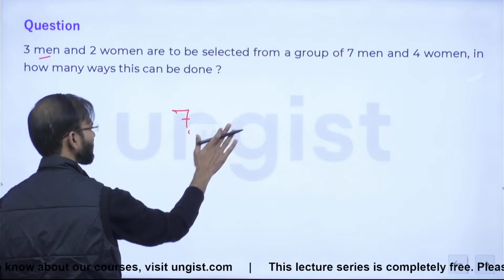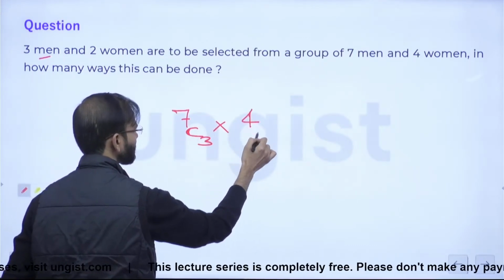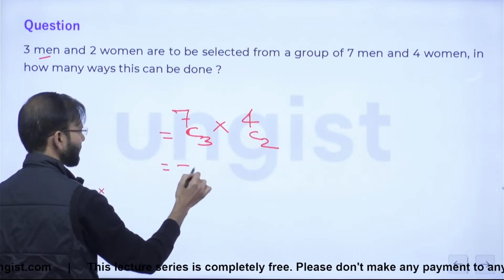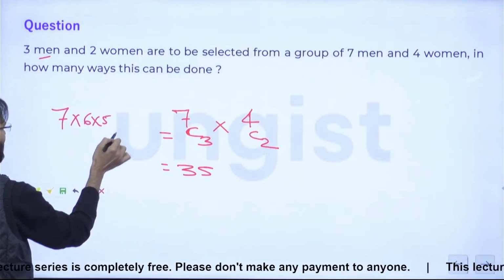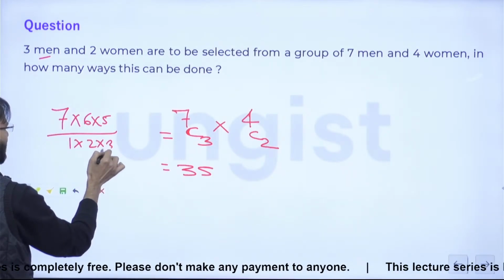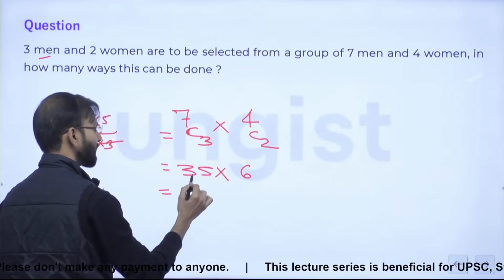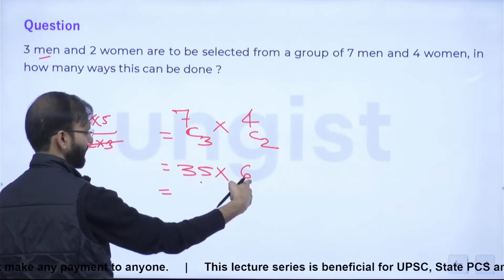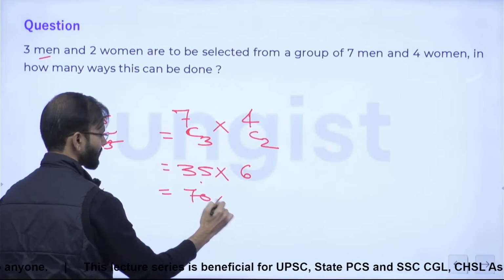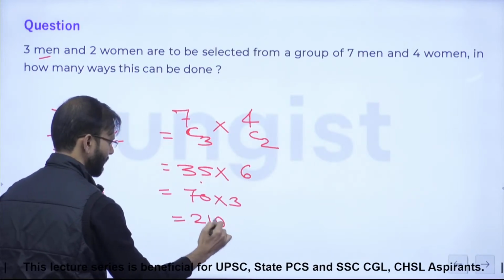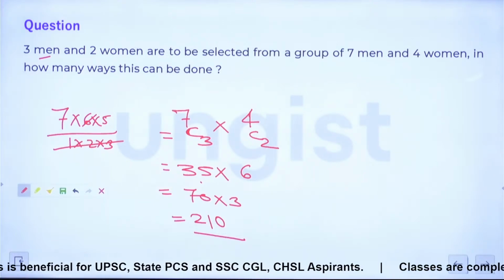And 7C3 and what? 4C2. 7C3 is 35, right? Which is 7 into 6 into 5 divided by 1, 2, 3, right? So this is 35. 4C2 is 4 into 3 divided by 2, which is 6. This can be written as 70 into 3, right? You please read this as 70 into 3. So that is 210. All of you, it is clear? Right? Okay.